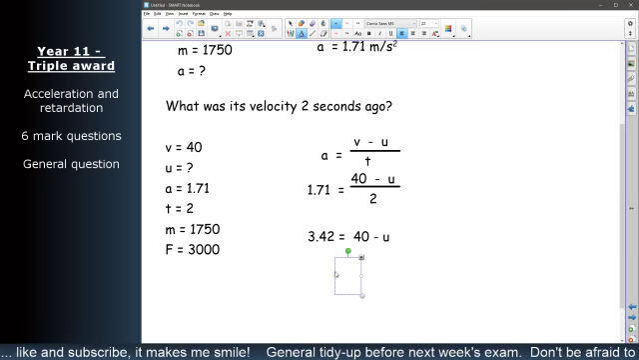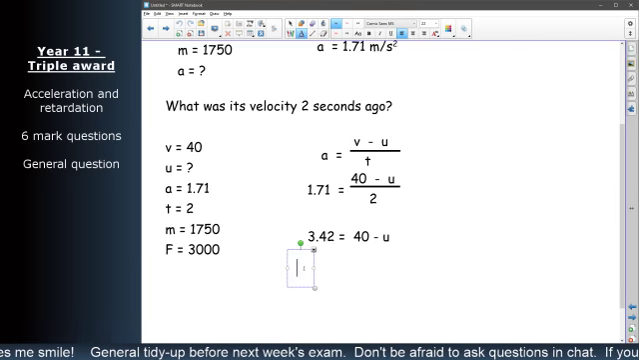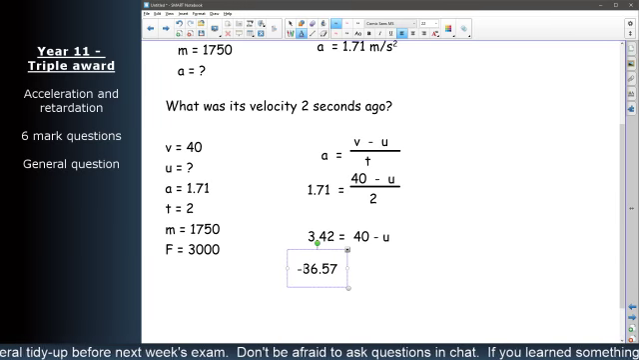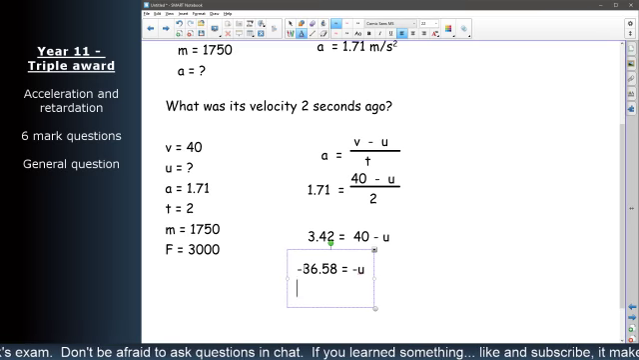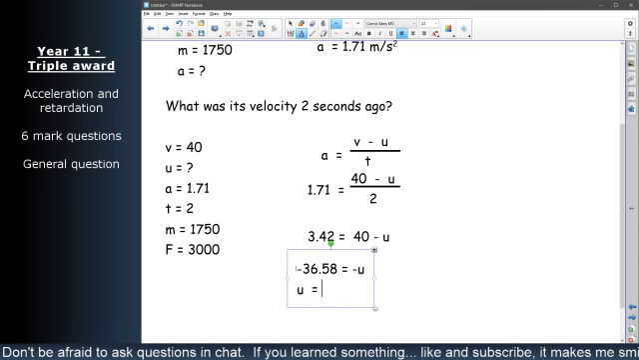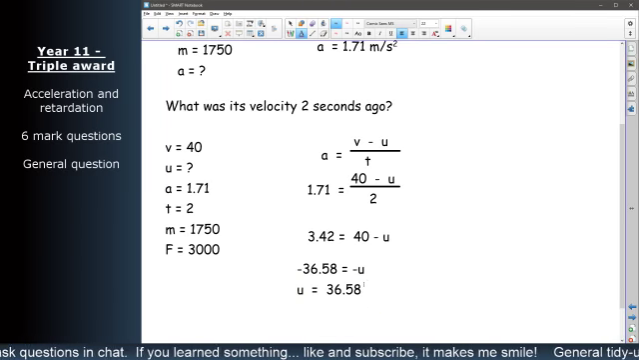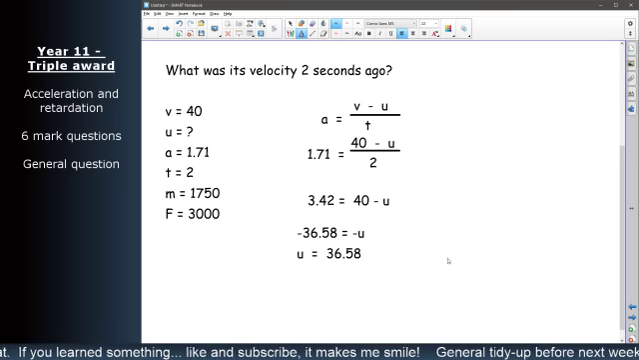We want rid of the 40. So we're going to subtract 40 from both sides, because we've got plus 40 here. So take away 40, and that's going to give me negative 36.57 according to my calculator, 58 if you have done the rounding, equals minus u. Well, if minus 36.58 equals minus u, then u has to equal 36.58. If you're not happy with that, what I did there was multiply both sides by -1, which gets rid of the minuses on both sides. Okay, and that's our final answer. And this type of question, you'd probably be looking at 4 marks for that.